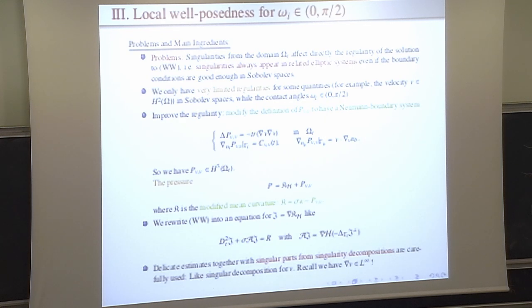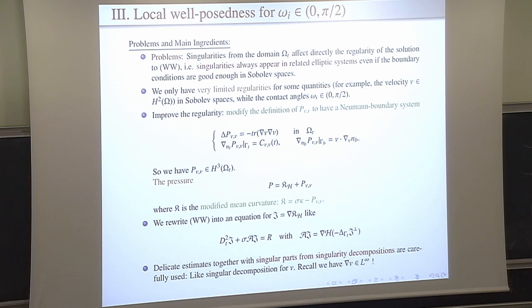So it's very interesting. And maybe I have 3 or 4 minutes to explain the local well-posedness part. In order to prove the local well-posedness with some larger angles, we tried first with a much smaller angle, much smaller than pi over 6. I remember we first proved the local well-posedness with the angle less than pi over 14.